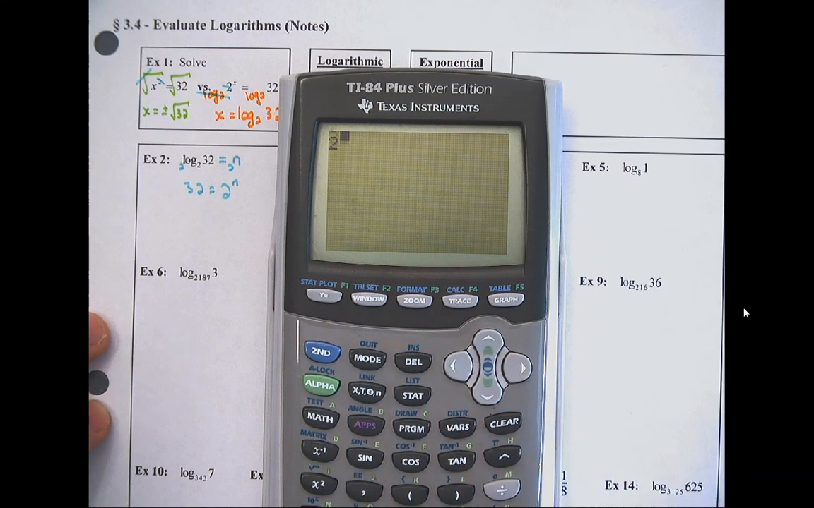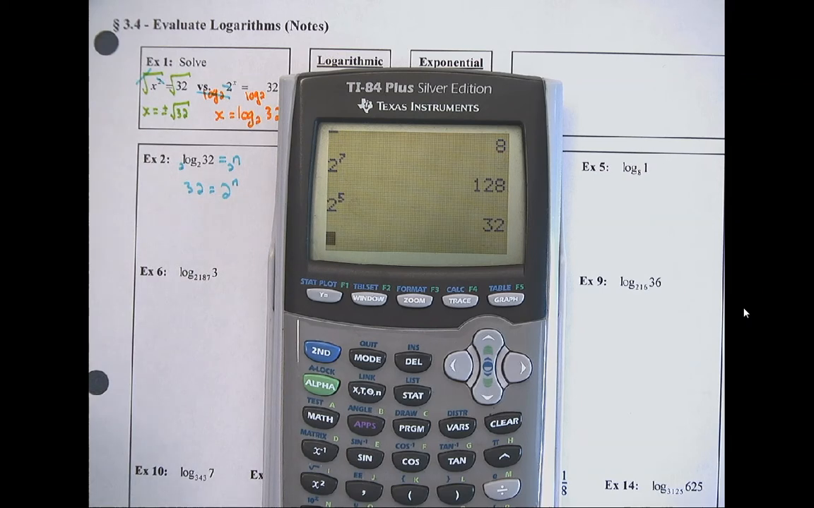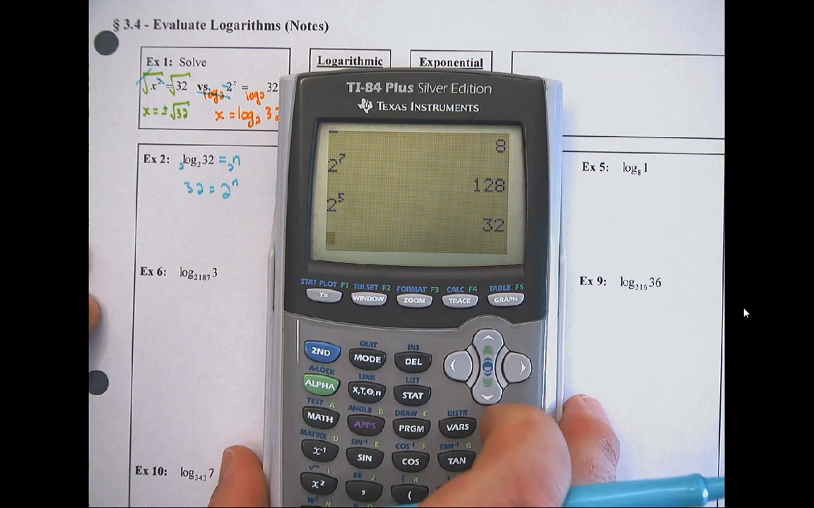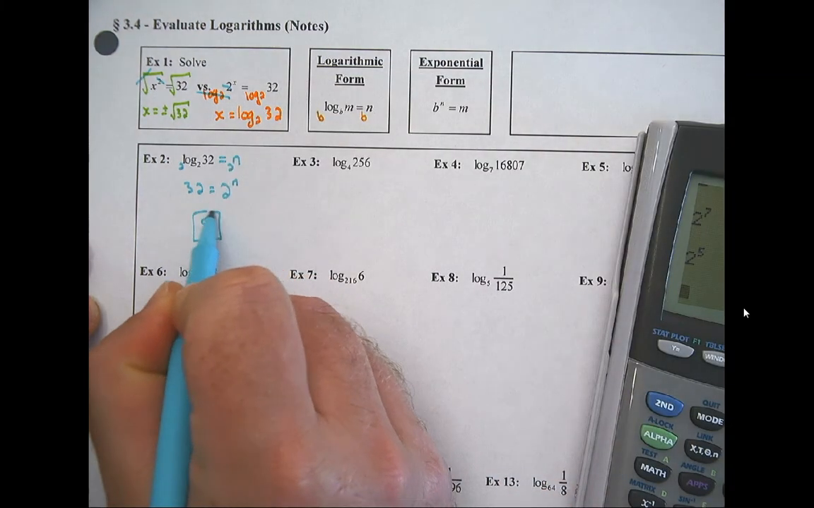With 2 to the, until I get an answer of 32. So 2 to the, I don't know, third? No. 2 to the 7th? No. 2 to the 5th? Yeah, there it is. So 2 to the 5th. So this is saying 2 to the what is equal to 32. We just figured out that 2 to the 5th was 32. So 5 is our answer.